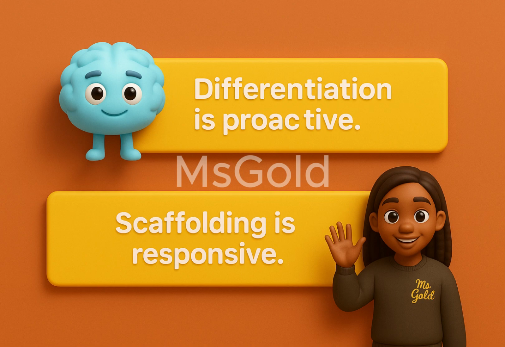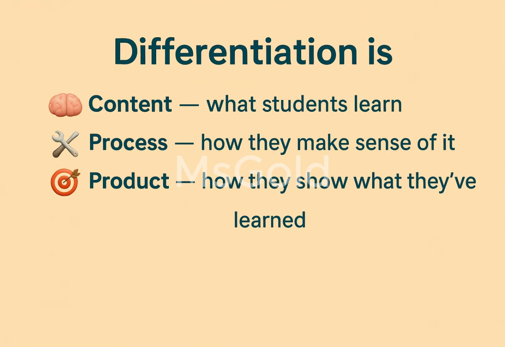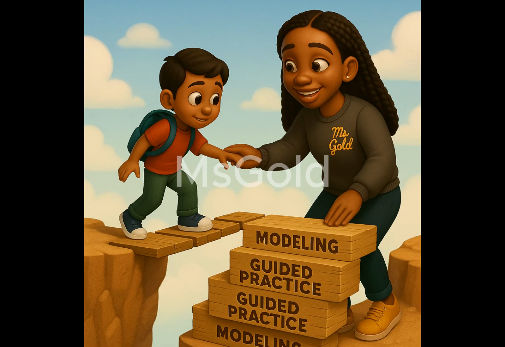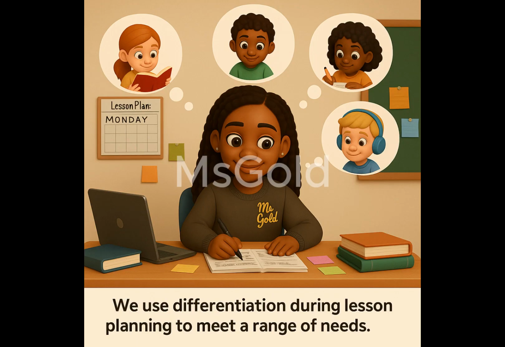Differentiation is proactive. It's how you plan ahead to meet diverse students' needs by changing content, process, or products. Scaffolding is responsive. It's the temporary support you give students in the moment to help them grab something just out of reach. Both of them aim to move students towards the same high-level learning goals.